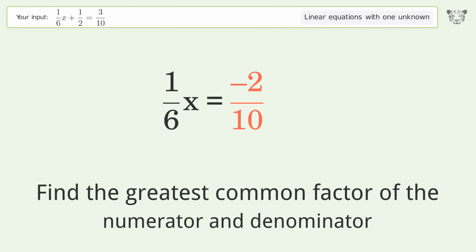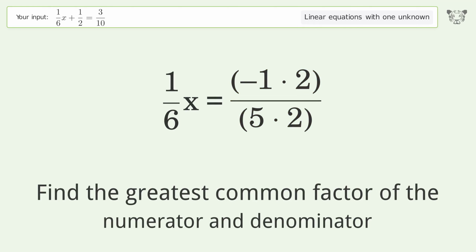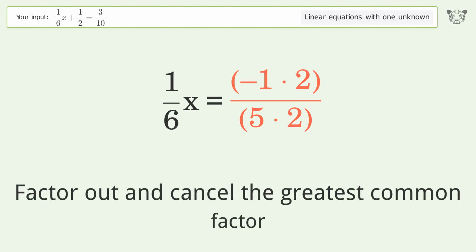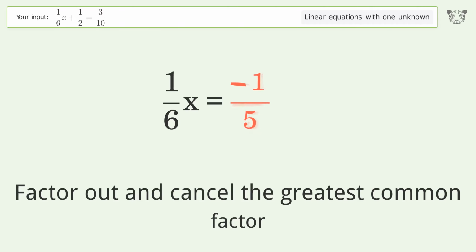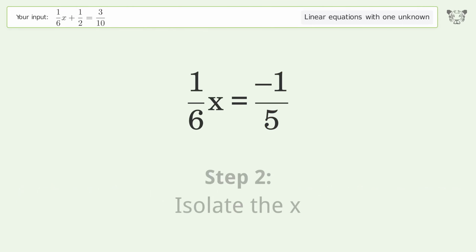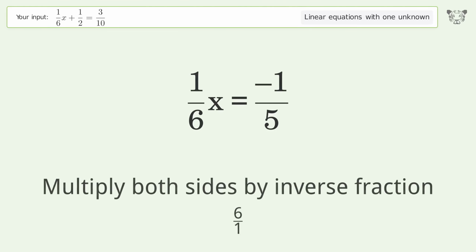Find the greatest common factor of the numerator and denominator. Factor out and cancel the greatest common factor. Isolate the x. Multiply both sides by inverse fraction 6/1.